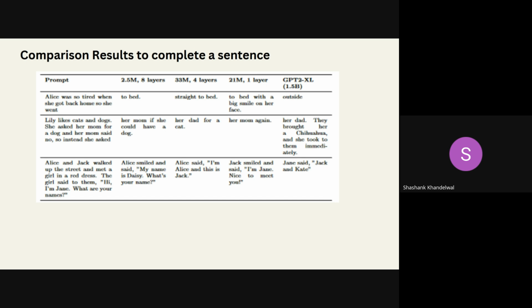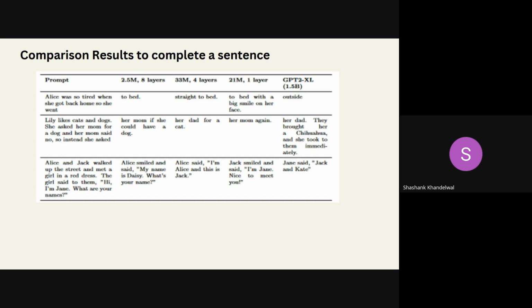So the possibilities are maybe she will ask her mom again, or maybe she will ask about a cat. These are the two possibilities that we can understand. But now let's see what the models have predicted. The first model predicted "her mom if she could have a dog." You can see that in this prompt, there's a cat and a dog once, and then dog is repeated again. So there are two dogs and one cat.